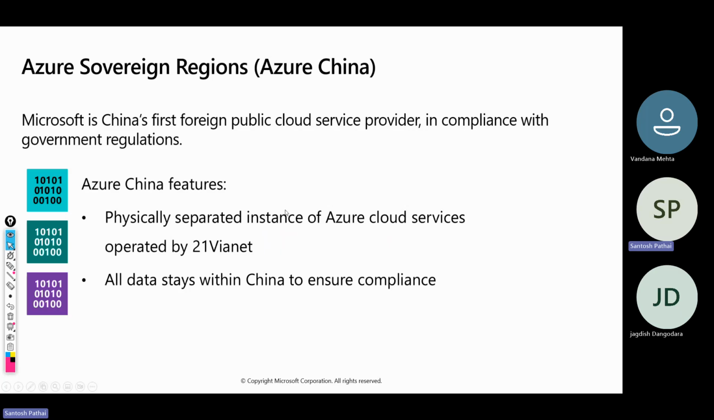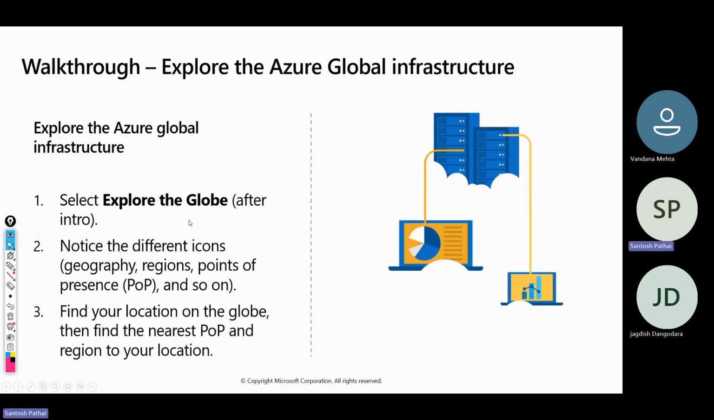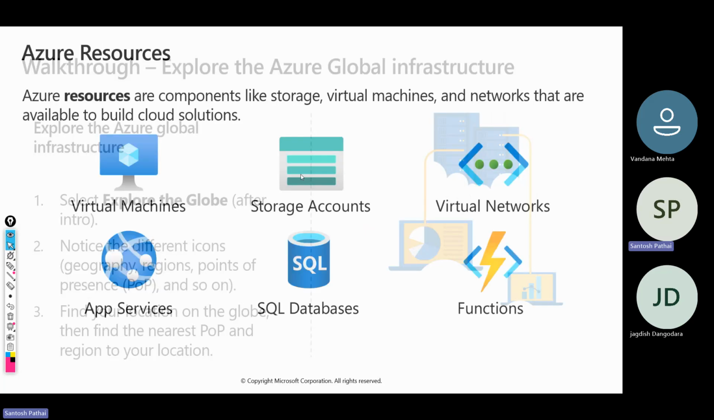Then we have Azure China also in the Azure sovereign region, which is China's first foreign public cloud service provider and is compliant with government regulations. So they have physically separated instances of cloud services operated by 21Vianet. All data stays within China to ensure compliance. Now we have already gone through the globe of Azure infrastructure.